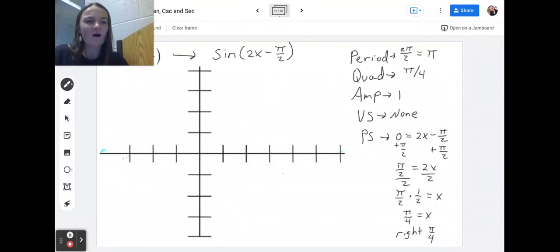Okay, so we should have the following solutions. We should have that the period is pi because 2 pi over b, with b being 2, simplifies to pi.